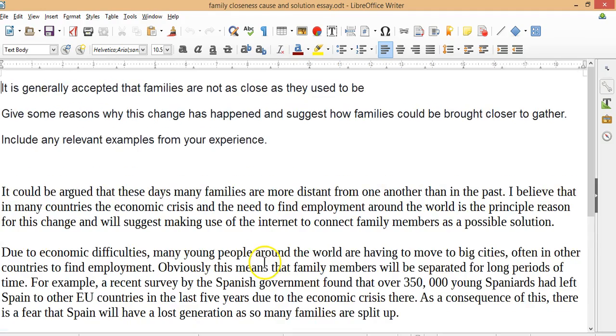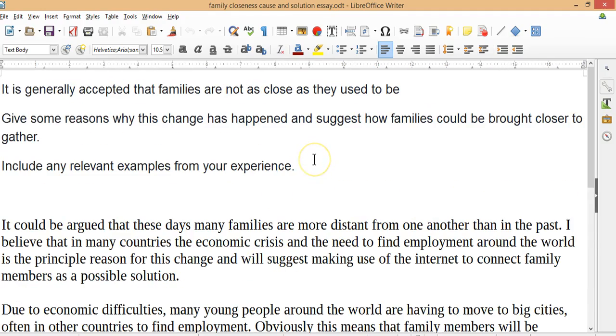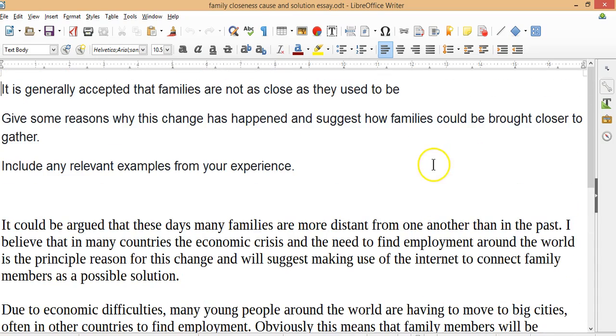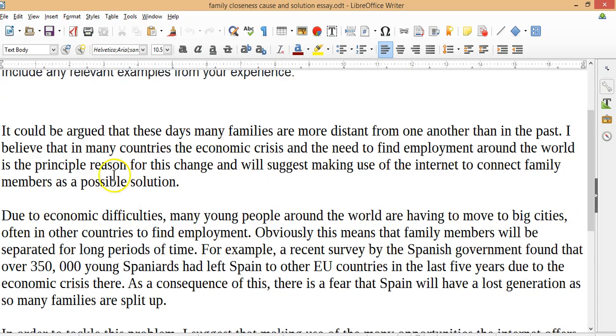Let me make this a bit larger so you can see it. So I paraphrased it. It could be argued that these days many families are more distant from one another than in the past. Okay. I believe that in many countries, in other words, I'm writing about the cause now, in many countries the economic crisis and the need to find employment around the world is a principal reason for this change.